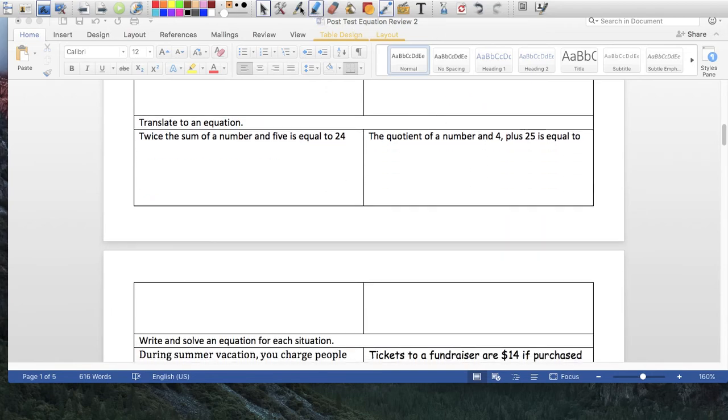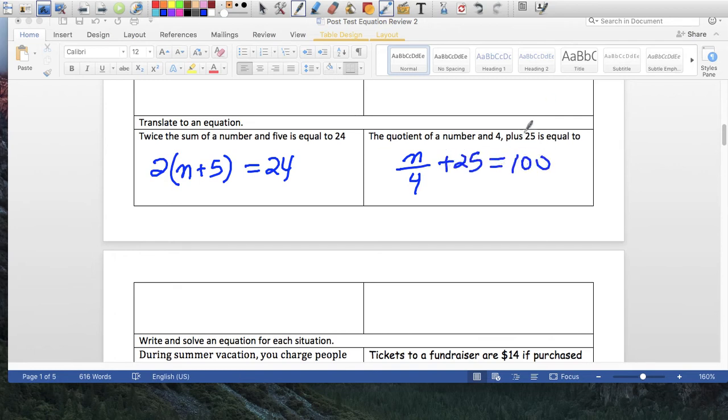Translating to an equation, so all we've got to do, we don't have to solve it, it's twice the sum, or twice, so 2 times the sum in the second one, put in parentheses, is equal to 24. So who do we put in here? The sum, who are we adding? A number? 5. The quotient of a number in 4 plus 25 is equal to, oops, I forgot to write something. So let me see, the quotient, division of a number in 4 plus 25 is equal to, and I don't know, let's just write 100 because we don't have a number. Okay.